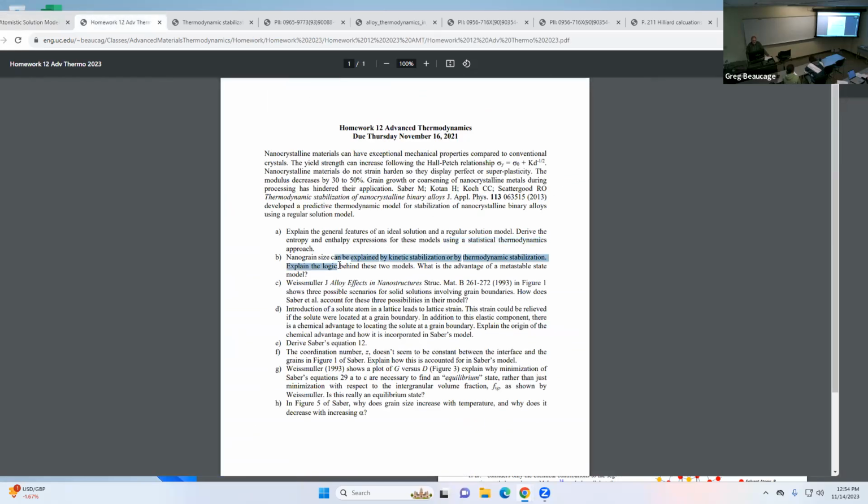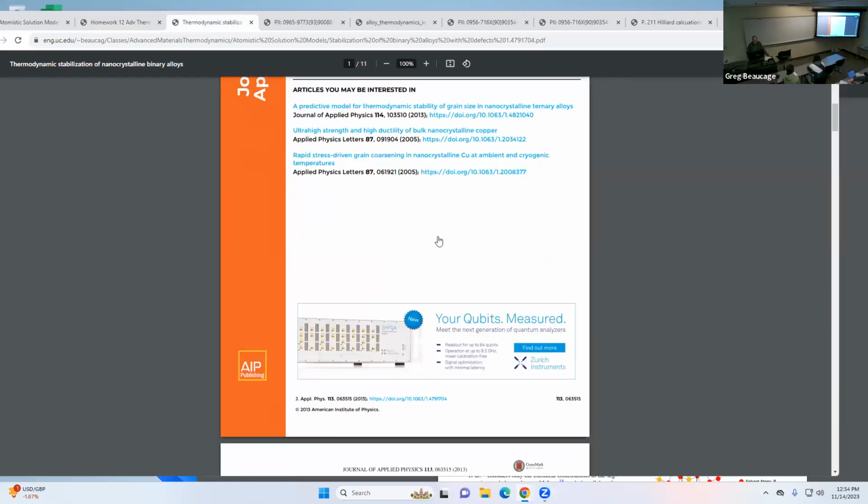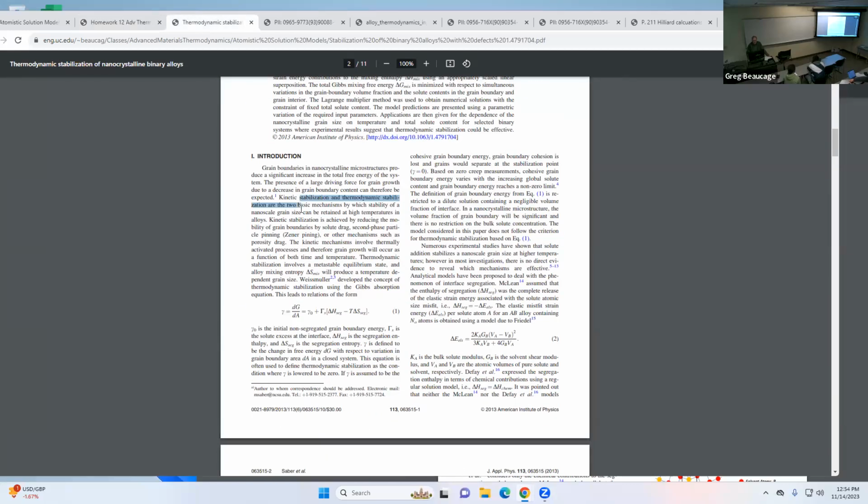Then there's kinetics and thermodynamics. I talked a little bit about kinetics. There are three things you can do with kinetics: grain boundary mobility, solute drag, Zener pinning, and porosity drag. That's what he means when he says you can have kinetic stabilization, right?